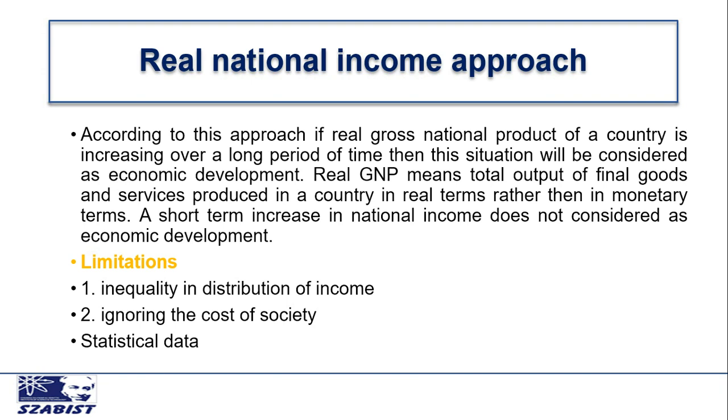And the third issue in this method is the statistical data. The major issue in underdeveloped and developing countries is that they don't have sufficient data. When you don't have accurate data, how can you calculate your national income accurately? So there are these three limitations of this method: the first one is inequality in distribution of income, the second one is ignoring the cost to society, and the third limitation is statistical data, that you don't have accurate data for the measurement of real national income.